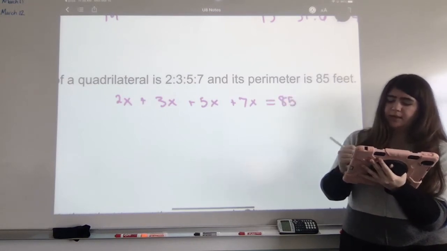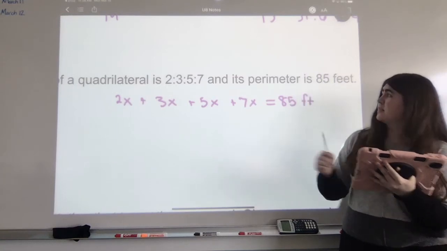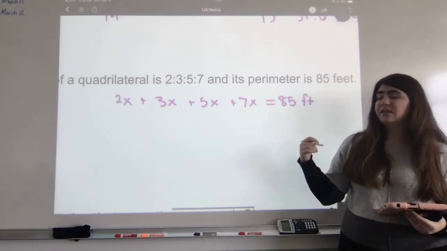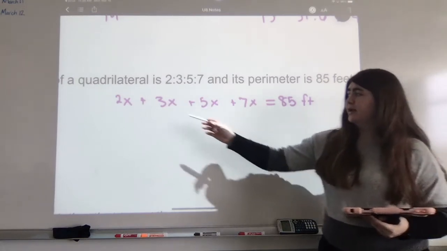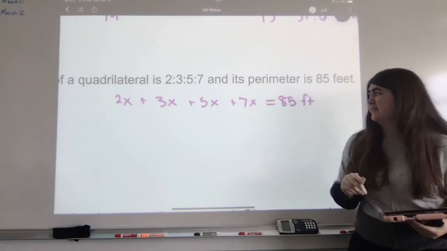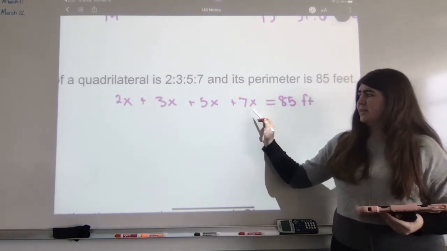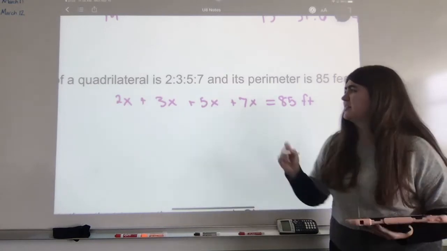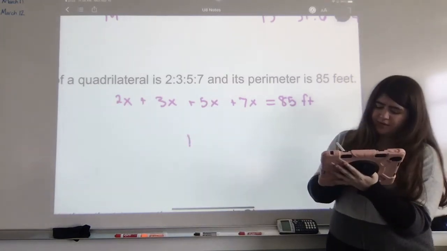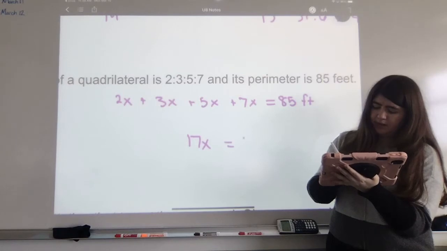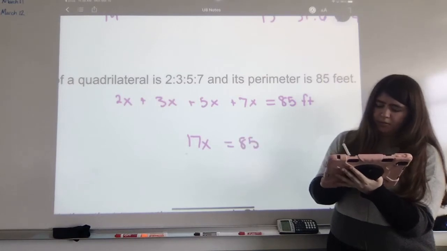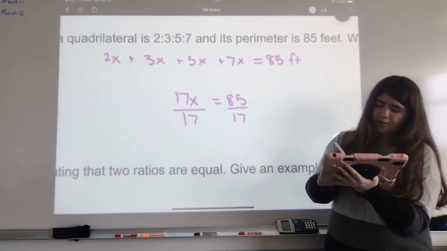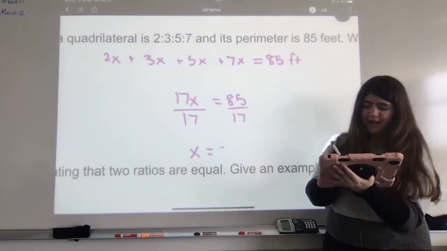And I know that it will be 85 feet because it says that the perimeter is 85 feet. And we find perimeter by adding the side lengths together. So I have the 2, 3, 5, and 7. I'm going to add these together. 7 plus 3 is 10, plus 5 is 15, plus 2 is 17. So I have 17x is equal to 85 feet. Going to divide out 17, which leaves me with x is equal to 5.